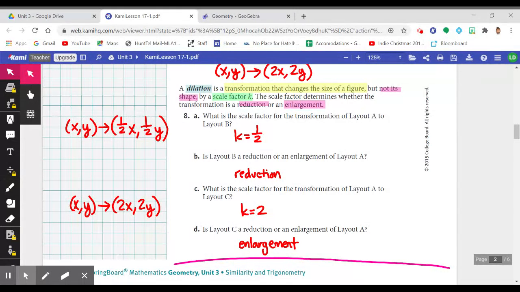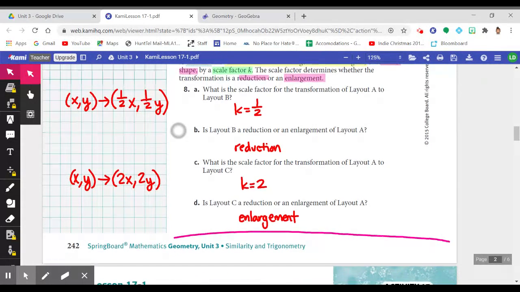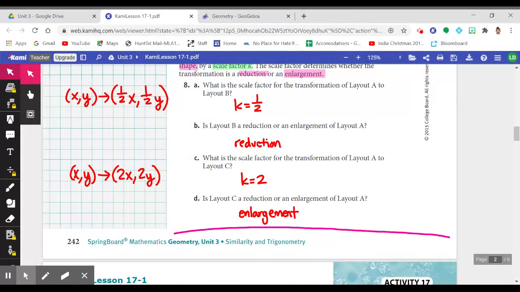And we saw this term scale implying that something can get larger or smaller, right? So the scale factor determines whether the transformation is a reduction, when we make it smaller, or an enlargement, when we make it bigger. So we've been looking at a dilation that changed the size of the figures, but not their shape, using something called a scale factor.